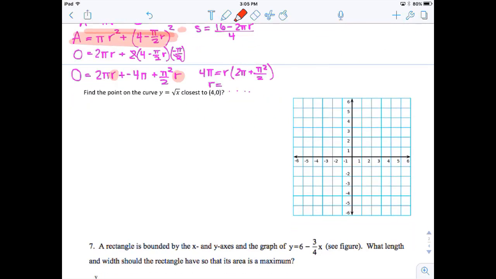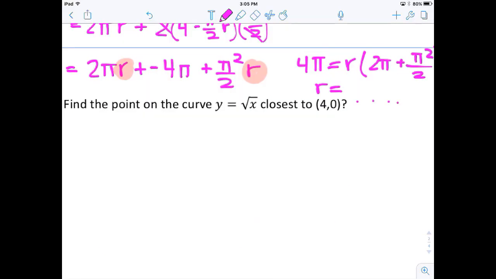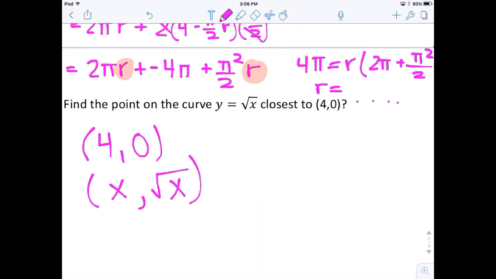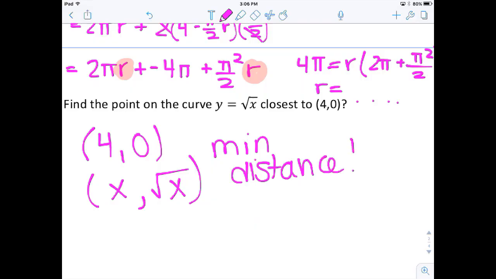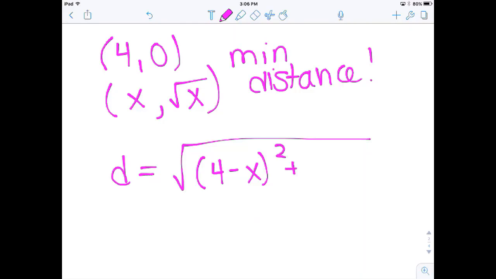Not a major topic, but let's try a couple more quick little ones. So find the point on the curve y equals radical x closest to (4, 0). So what I'm really looking at here is that I have the point (4, 0), and I have the point (x, y), or (x, radical x). And what I'm trying to do is minimize the distance, right? I'm trying to minimize the distance there. So I would use the distance formula. So the square root of (4 minus x) squared plus (0 minus radical x) squared.